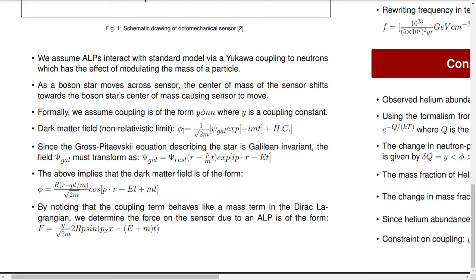Since the Gross-Pitaevskii equation describing the star is Galilean invariant, the field psi must obey this transformation law. And then the above equations imply that the dark matter field describing the star is of the form shown here. By noticing that the coupling term behaves like a mass term in the Dirac equation, we determine the force on the sensor due to an ALP is of the form shown here.